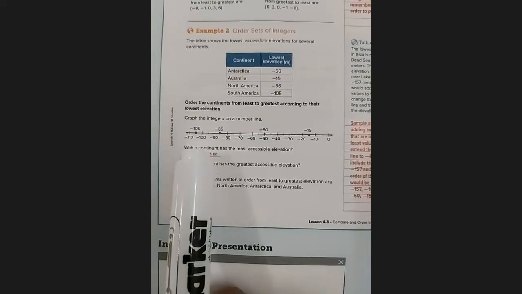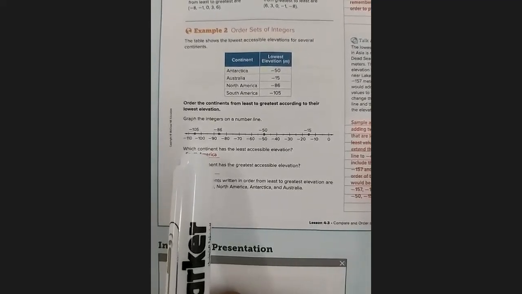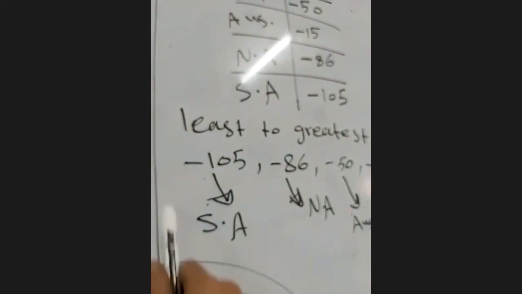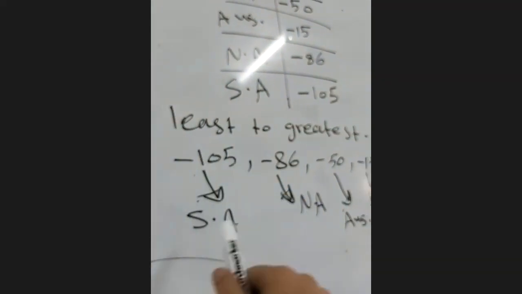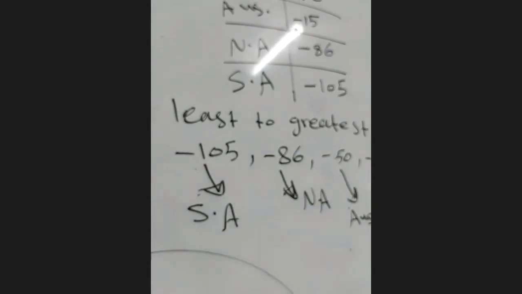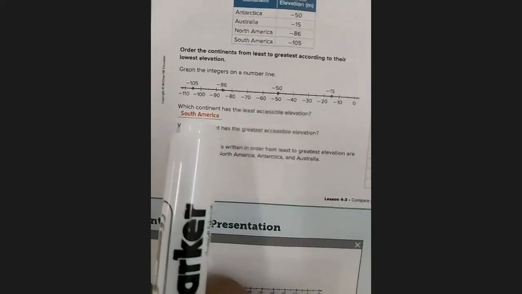Let's see what they wrote in the book, guys. Hamza, are you with me? Yes. Read here. Which continent has the least accessible elevation? South America, right? Write South America, guys, here in your book.